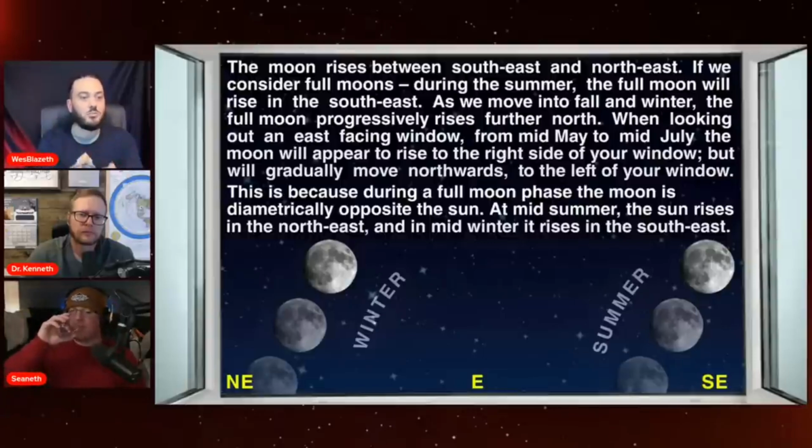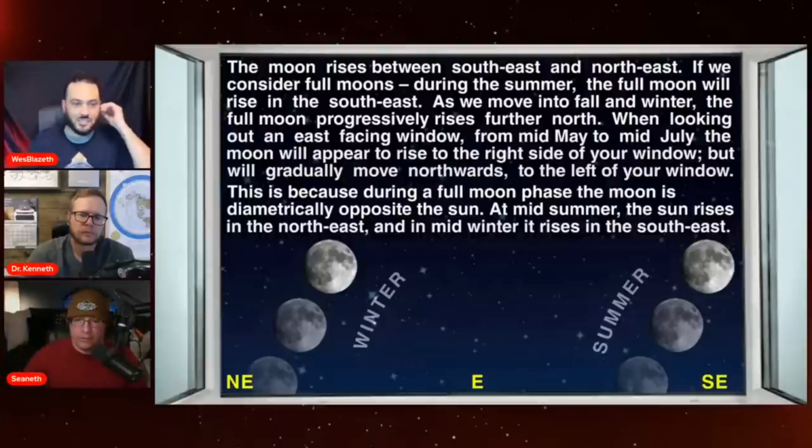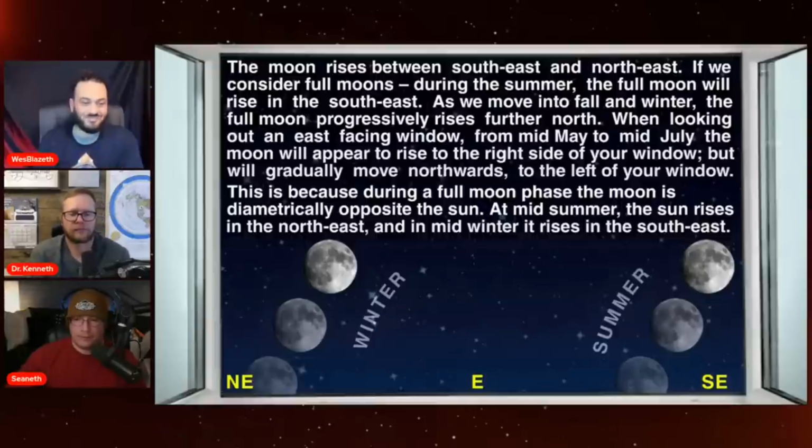This is because during a full moon phase, the moon is diametrically opposite of the sun. At midsummer, the sun rises in the northeast, and at midwinter, it rises in the southeast. And so the full moon is always exactly opposite of that over the circle of the earth. So just some fun little observations that have to do with the moon. Makes sense. Very neat.